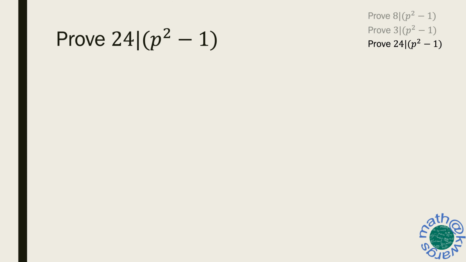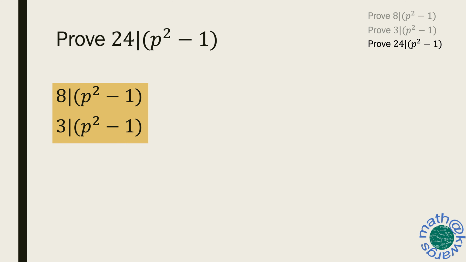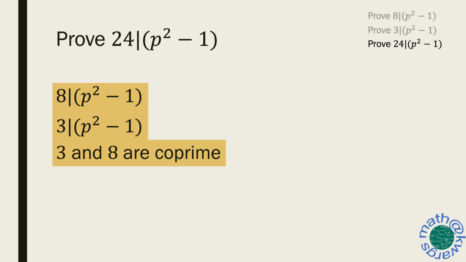Step 3 is actually pretty straightforward. We have proved p squared minus 1 is divisible by 8 in step 1, and it is divisible by 3 in step 2. Noticing that 3 and 8 are coprime, then p squared minus 1 should be divisible by the product of 3 and 8, which is 24. And hence, we have p squared minus 1 is divisible by 24.